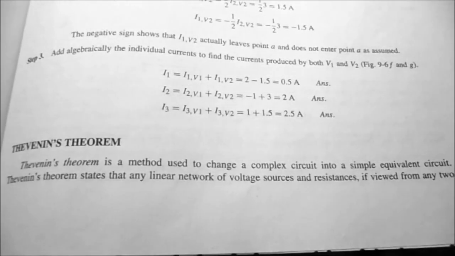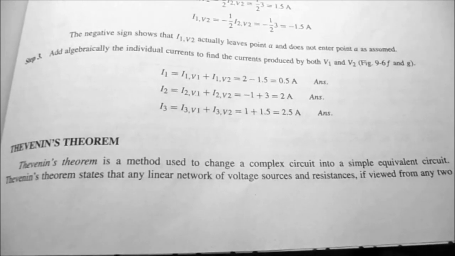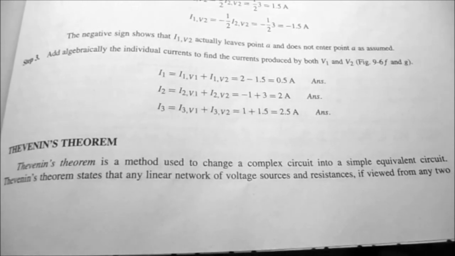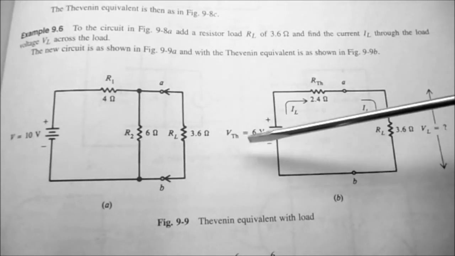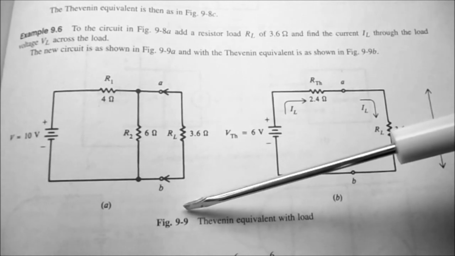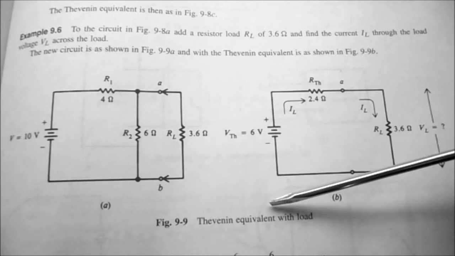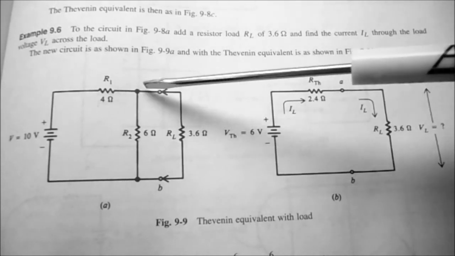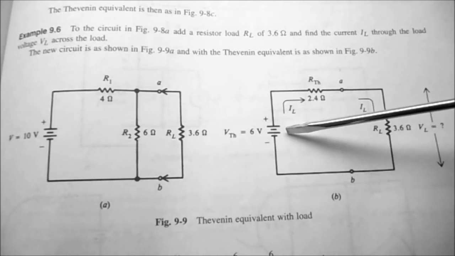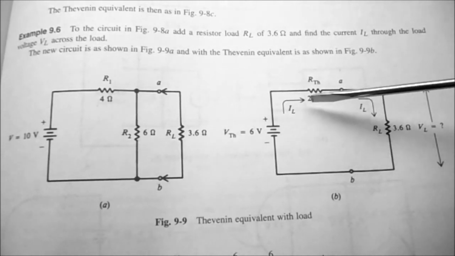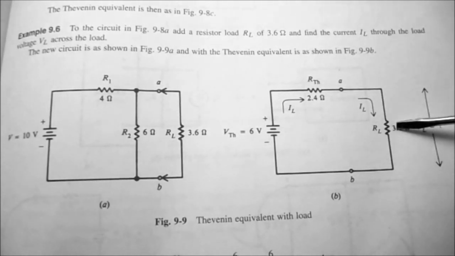So hopefully from your DC circuit analysis you remember that Thevenin's theorem is a method used to change a complex circuit into a simple equivalent circuit. As a refresher, looking at figure 9.9, we can see an example of Thevenin's equivalent with a load. We took a complex circuit and converted it into Thevenin's equivalent voltage and equivalent resistance with our load on it.